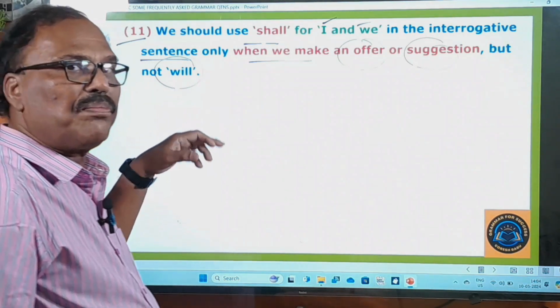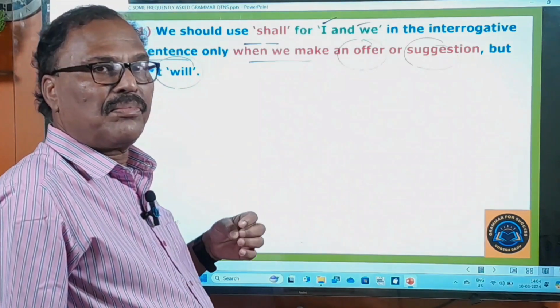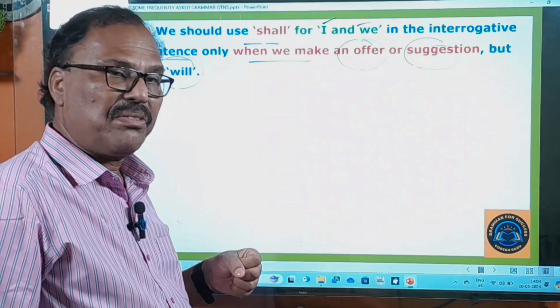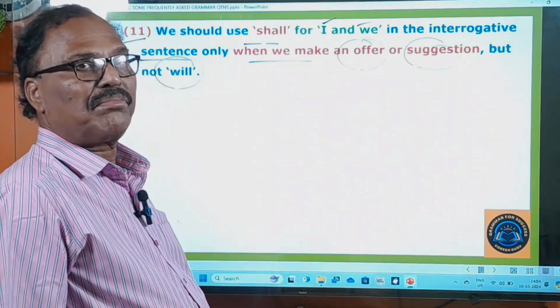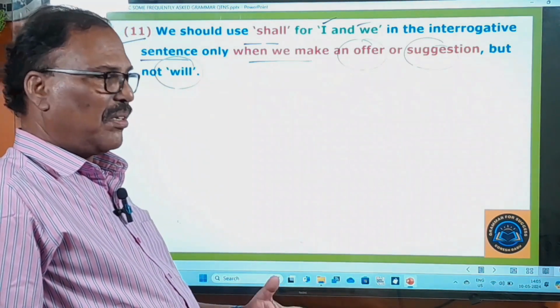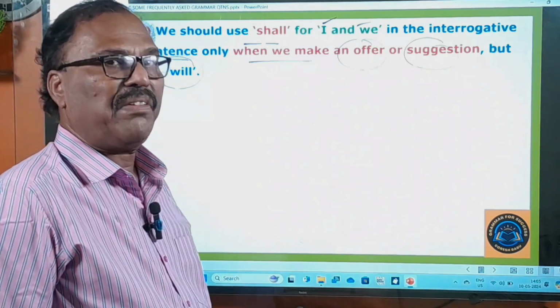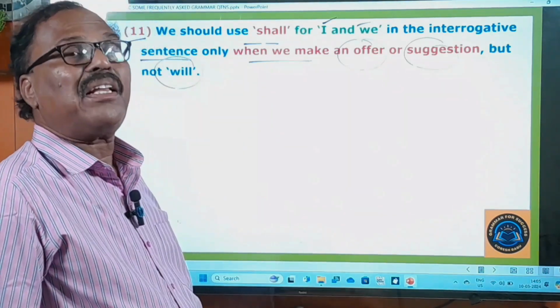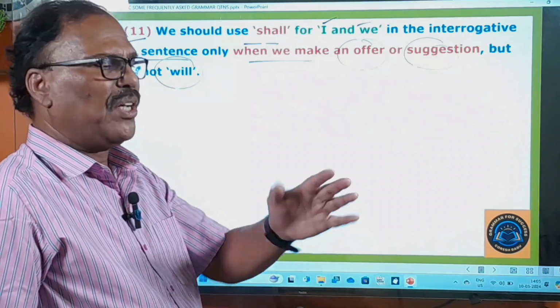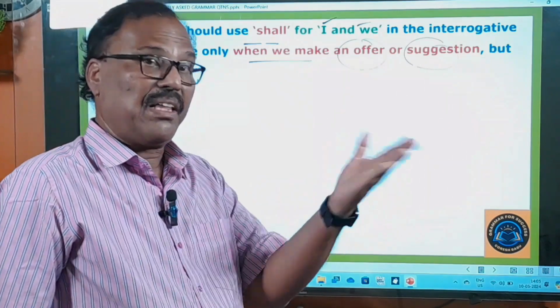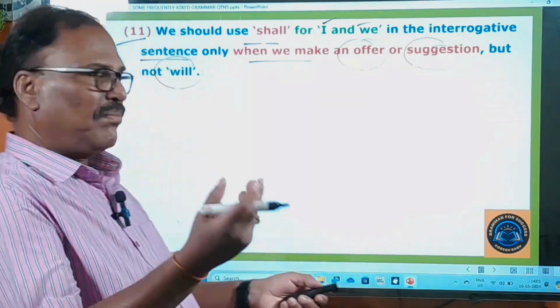Shall I go home? You cannot say, will I go home. Shall I go home means నేను ఇంటికి వెళ్ళాలా? You are seeking somebody's suggestion. Will I go home? నేను ఇంటికి వెళ్తానా? Meaningless. Shall I go home? Will I go home? Shall I go home? నేను ఇంటికి వెళ్ళాలా? Will I go home? నేను ఇంటికి వెళ్తానా? Okay.